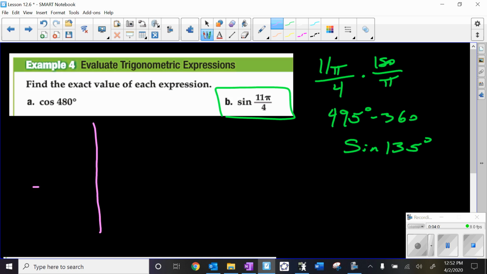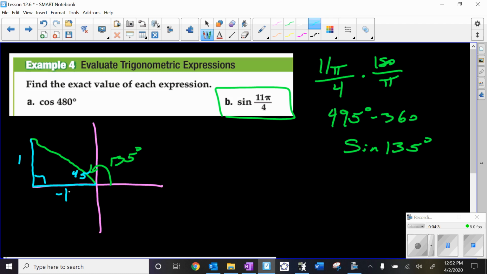135 again is located in the second quadrant. There's 135 degrees. You can find your reference triangle. 180 minus 135 is going to get us 45 this time. Draw in our right triangle. Across from this 45 is going to be a positive 1. The bottom is going to be a negative 1, because we went left of the origin again. And then our hypotenuse is square root of 2.